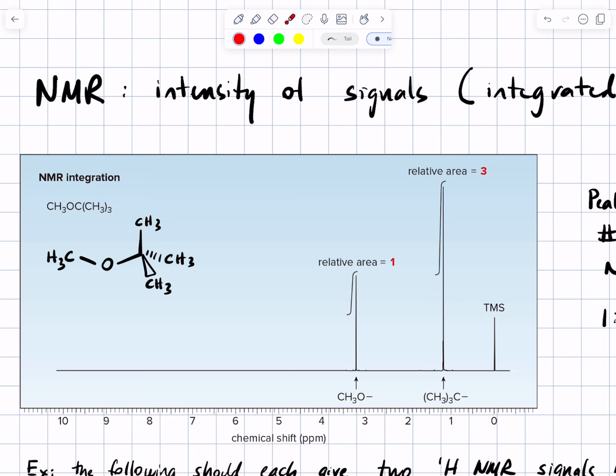And that's exactly what we see if you integrate the area under the peak. This curved line represents the computer's integration of that area. The ratio of peaks for this methyl group versus the tert-butyl group is 1 to 3. Now notice that's a ratio and not intended to represent the absolute number of protons, because of course the peak for the methyl group represents 3 protons and the peak for the tert-butyl group represents 9 protons. The important thing is just the relative peak area and the ratio of those peaks.